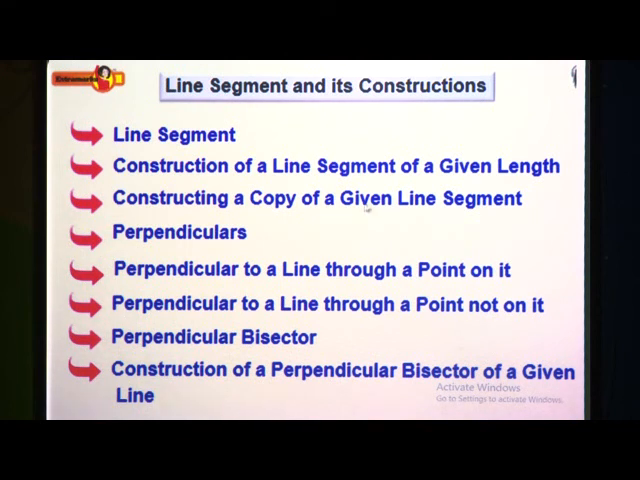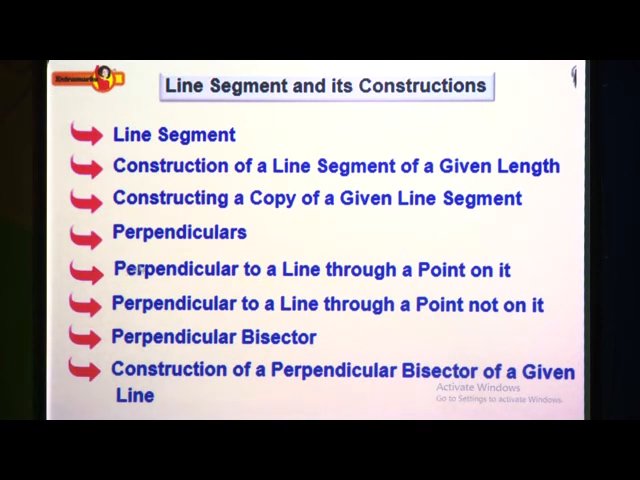Constructing a copy of a given line segment. Already the line segment is given. We have to construct a copy of the given line segment. Then we are going to see about perpendiculars. Then perpendicular to a line through a point on it. So there are different methods to construct a perpendicular. So we are going to construct those things also.